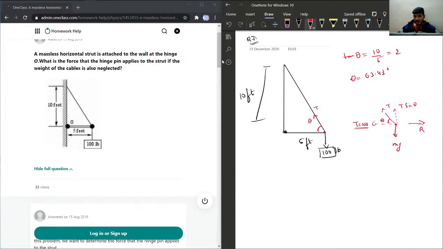So I'll use the condition of vertical equilibrium. I can write T sine theta equal to mg. Mass is 100 lb and acceleration due to gravity is 32 feet per second square in FPS system, and we have sine of 63.43 degrees. So tension will be 100 into 32 over sine of 63.43. So this will be 6932.110, and this will be pound force.